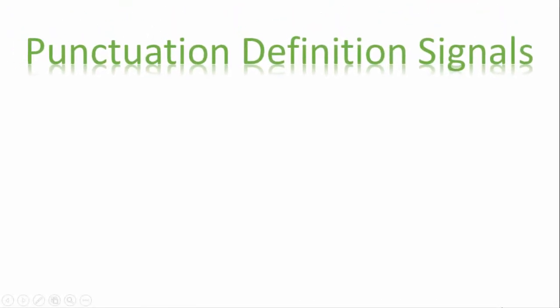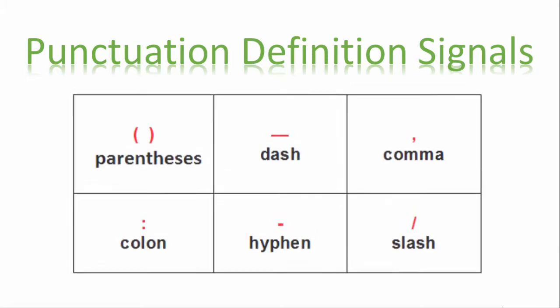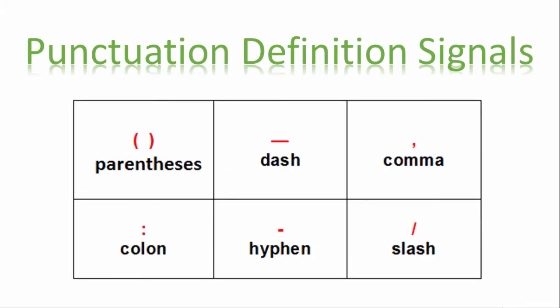Another tool we have learned to acquire new vocabulary is punctuation definition signals. These punctuation marks can signal a definition, a description, or a list of examples that can help us figure out the meaning of new words.